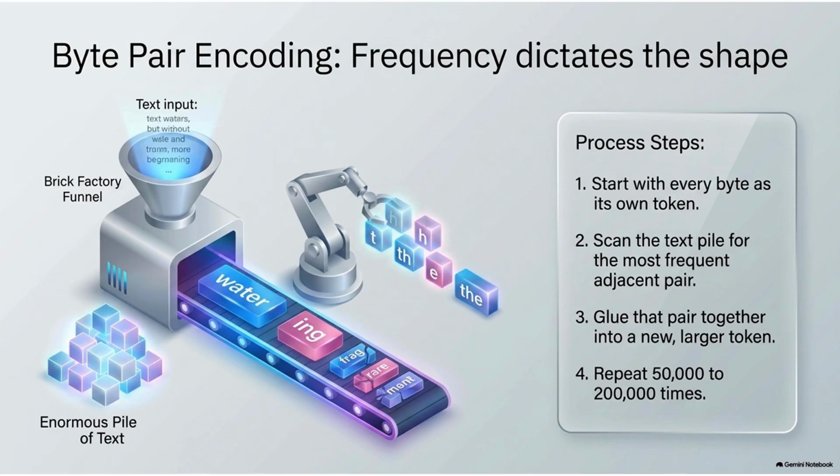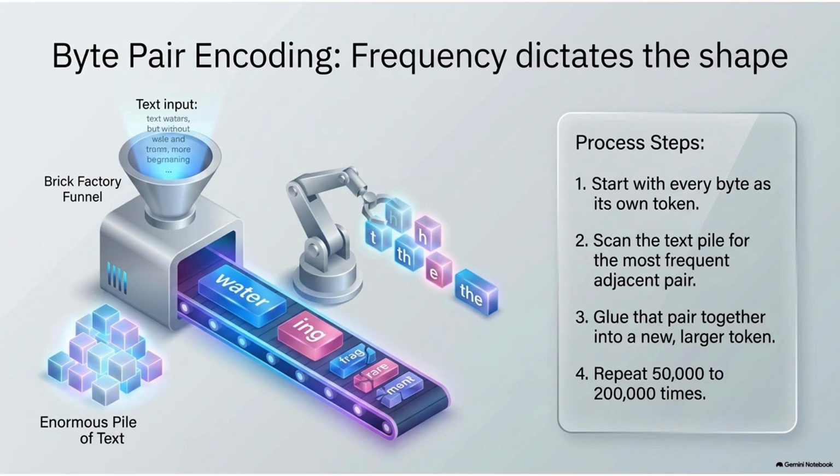Now, my favorite part, how the bricks are actually made, because nobody sat down and decided what a token should be. Counting decided. The process is called byte pair encoding, BPE, and it works like a factory. Step 1, you pour in an enormous pile of text, billions of words, and at the very start, every single byte is its own tiny token. Those are the little cubes at the bottom left. Step 2, you scan that entire pile and ask one question. Which 2 pieces sit next to each other most often?